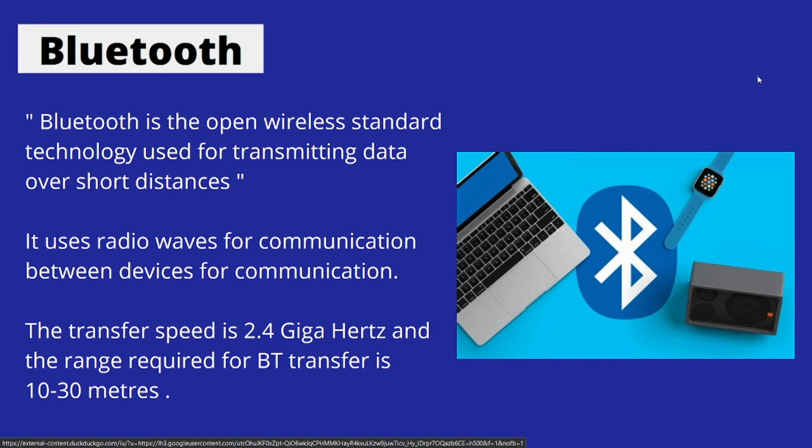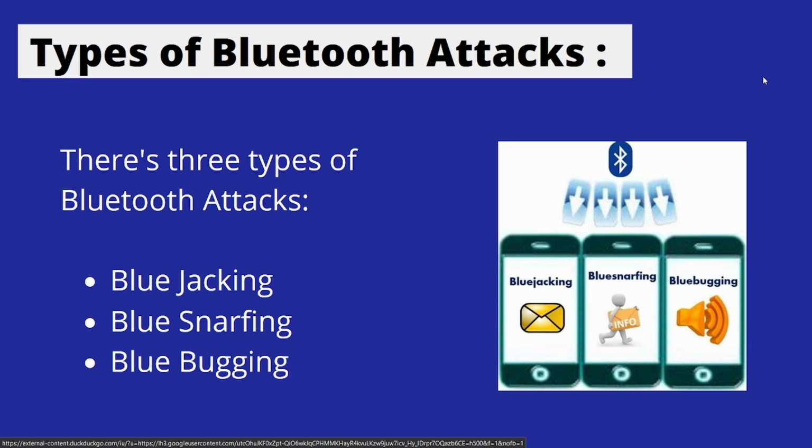Now we'll be discussing the Bluetooth technology. Bluetooth is the wireless standard technology used for transmitting data over short distances. It uses radio waves for communication. The transfer frequency is 2.4 GHz and the range required for a Bluetooth transfer is somewhere around 10 to 30 meters. And there are different types of Bluetooth attacks carried out. There are three types of Bluetooth attacks: bluejacking, bluesnarfing, and bluebugging.